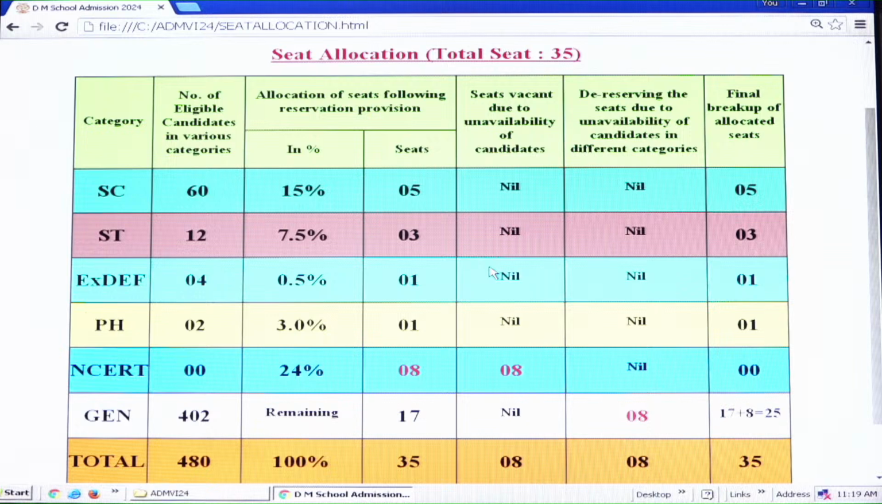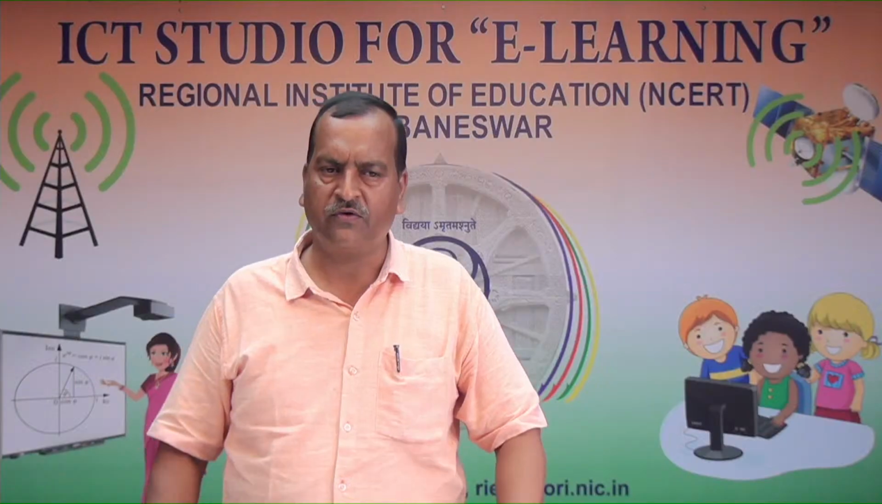As already indicated in the information sheet along with the admission notice that we had given, the percentage of seats reserved for SC is 15%, and if we take 35 seats total, 15% comes out to be approximately 5. So 5 candidates will be selected. In ST category, the reservation is 7.5% of total, that comes out to be approximately 3, rounded to 3. So 3 candidates will be taken. In ex-defense we have 0.5. That's a very small number, so it is rounded to a whole number, and that is 1. So 1 candidate will be taken in ex-defense category. And in PH we have 3%, that makes 1.05, that is rounded to 1.